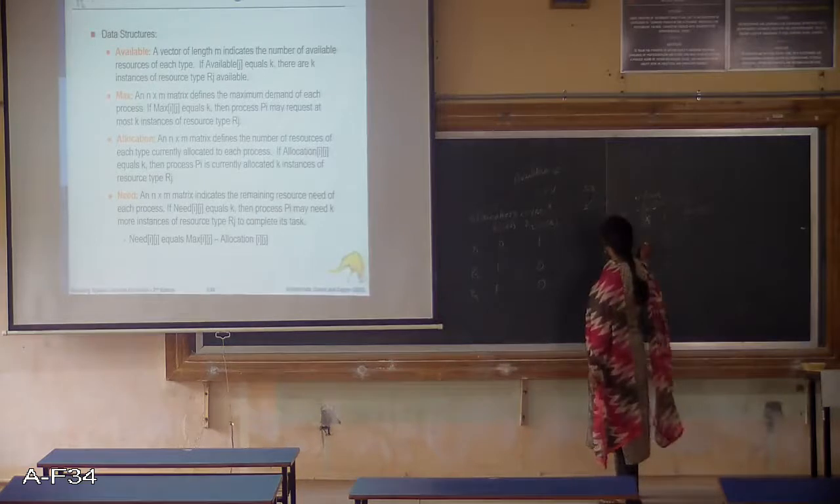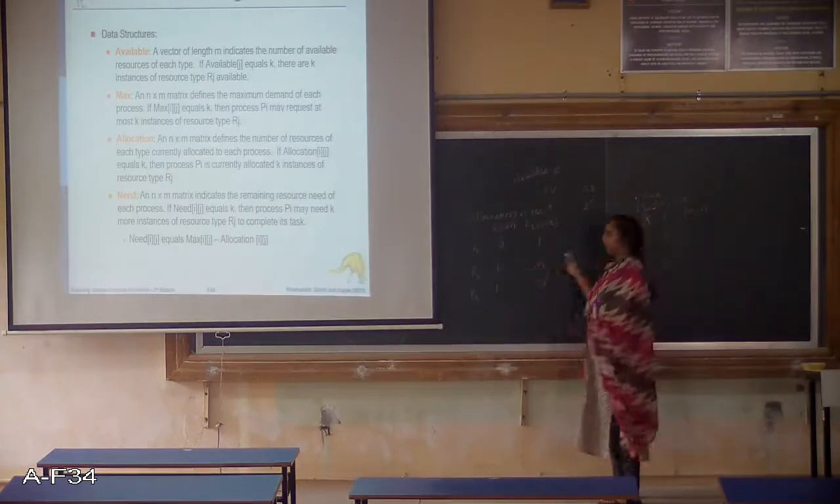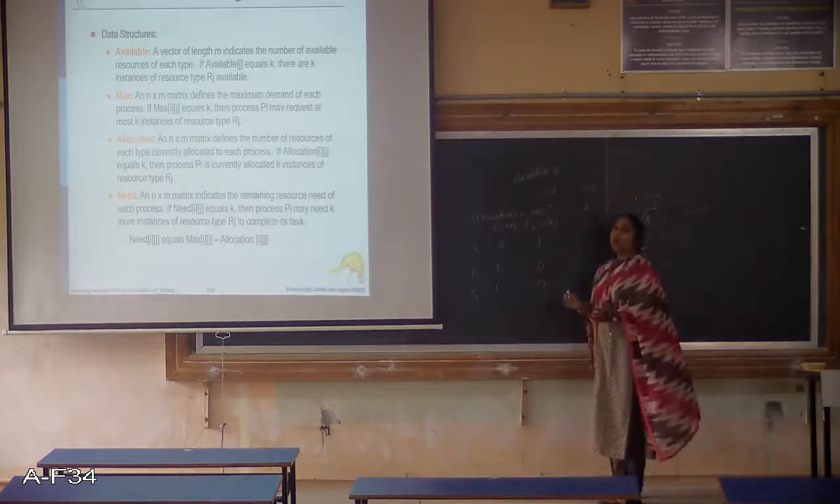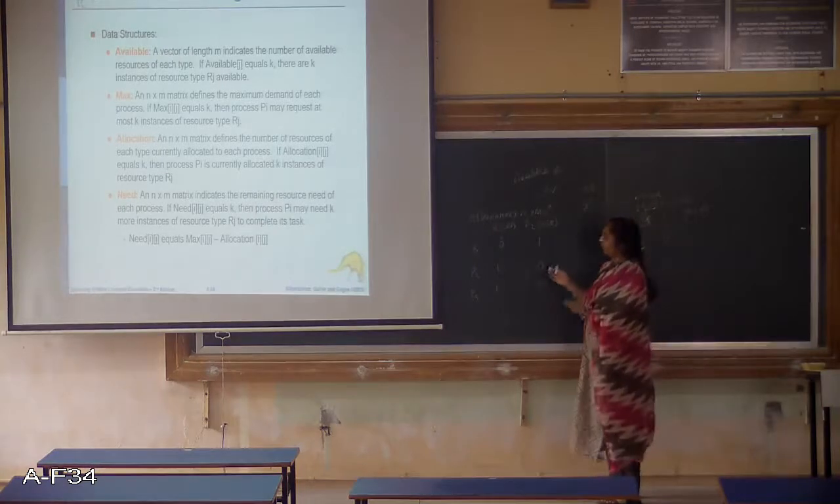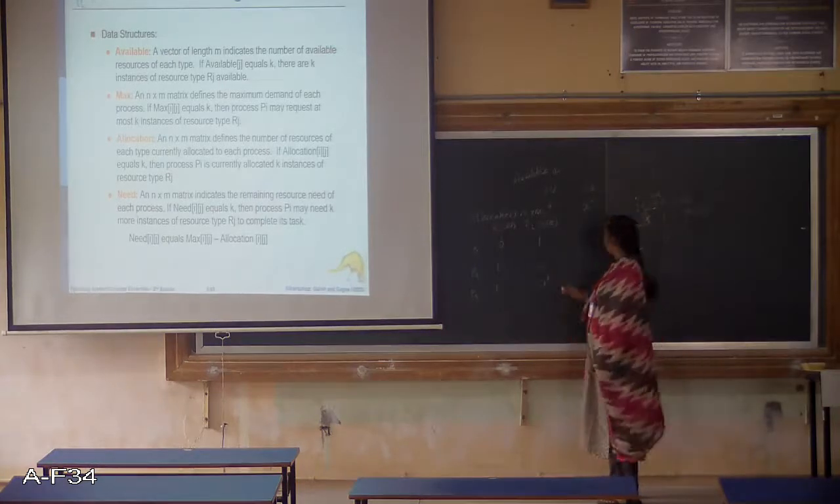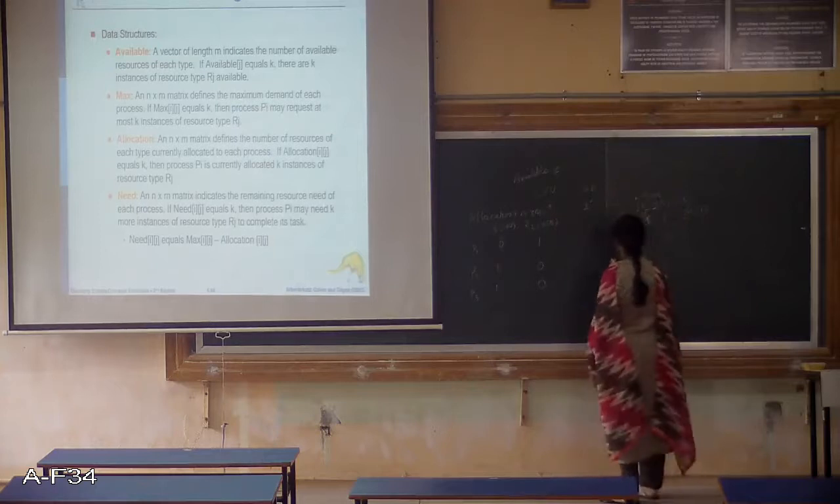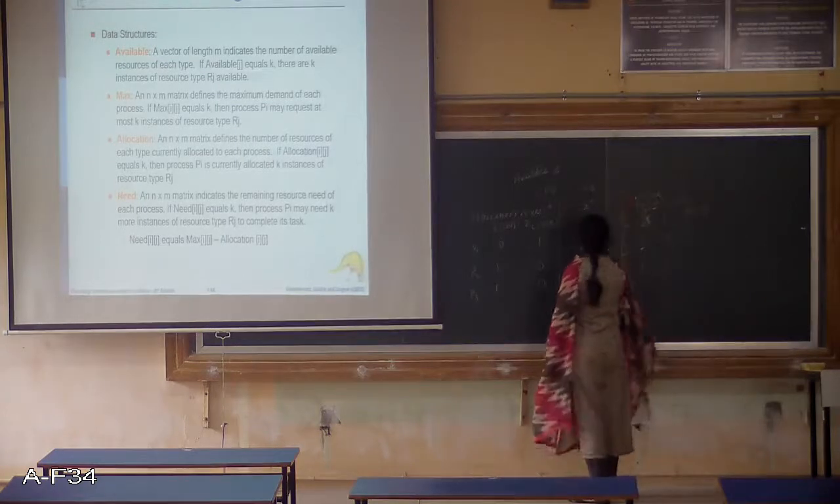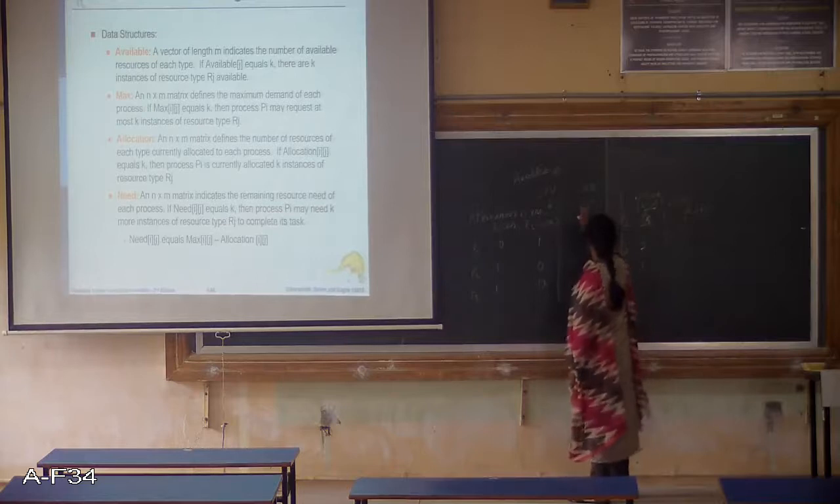Okay. Next is Need. What is the Need matrix? It is the maximum requirement minus what is already allocated. If you subtract that, you will come to know how many resources are still required by these processes. So let's calculate the Need matrix. I will do it here so that you will all be able to follow.